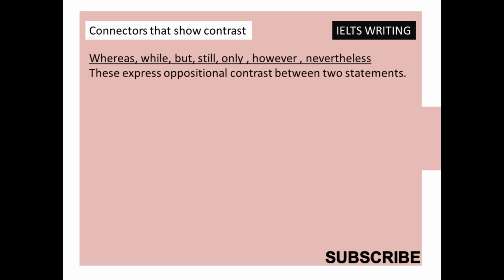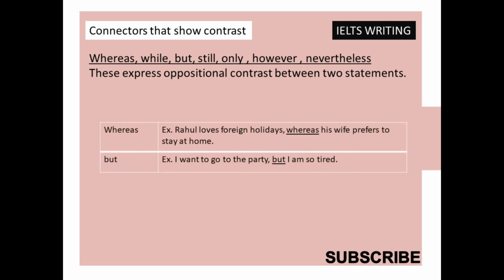There are some connectors: whereas, while, but, still, only, however, nevertheless. These are connectors that we use to show contrast, and there are some other connectors as well, but today I am going to talk about these. These express oppositional contrast between two statements. Whenever we use whereas and but, these two show contrast between two statements.